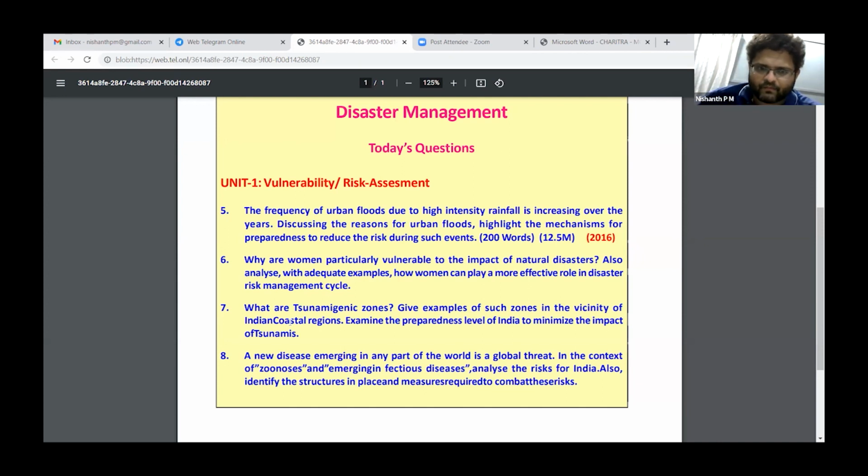Fine. See the last question of the day. A new disease in any part of the world is a global threat. In the context of zoonosis and emerging infectious diseases, analyze the risks for India, also identify the structures in place and measures required to combat the risks. Again, a very pertinent question in view of COVID and the present monkeypox. So just see this question and give the framework.